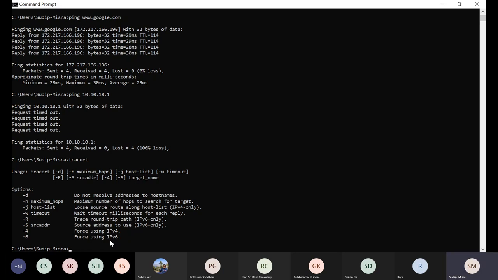So play around with these. These are two very important commands, or protocols, that use ICMP to get the work done.